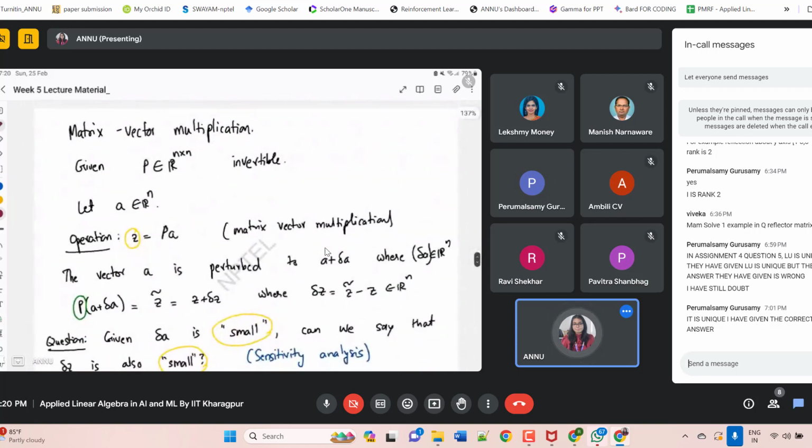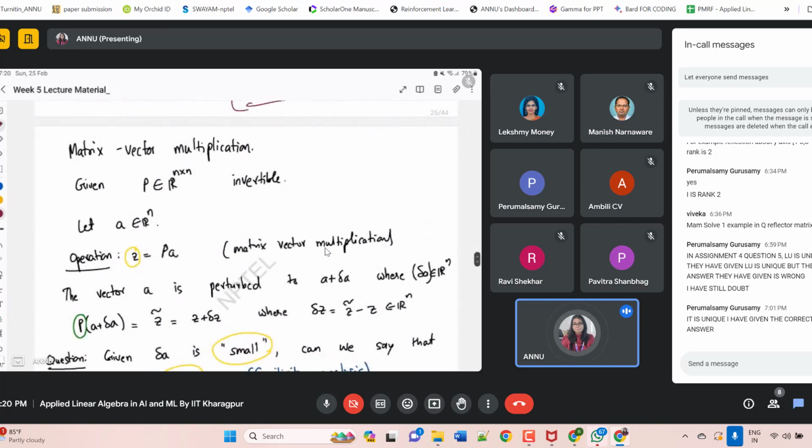Okay, so moving ahead. We will see the condition number, which is very, very important, and I'm sure that in the next 10 minutes, once we see what the condition number is and its properties, we will be able to solve 80% of the problems of week 5. If you calculate this matrix vector multiplication, now we are trying to observe what happens to the matrix vector multiplication if you have some perturbed values in A or in the vector.